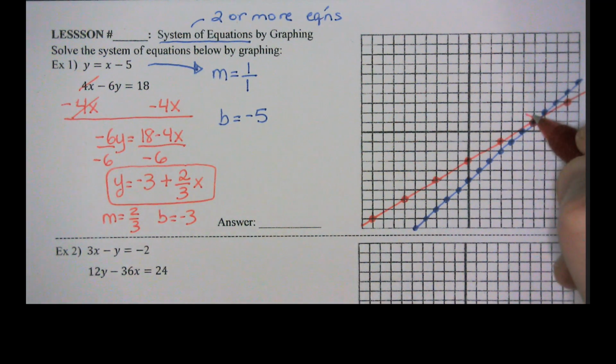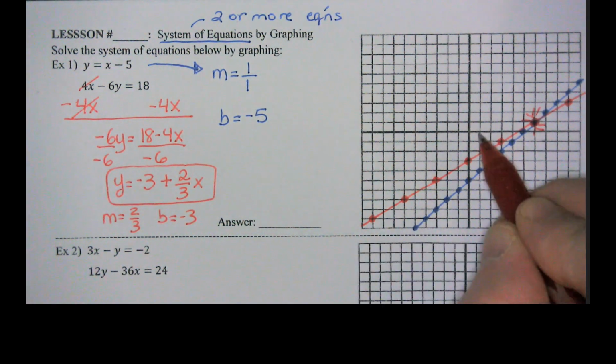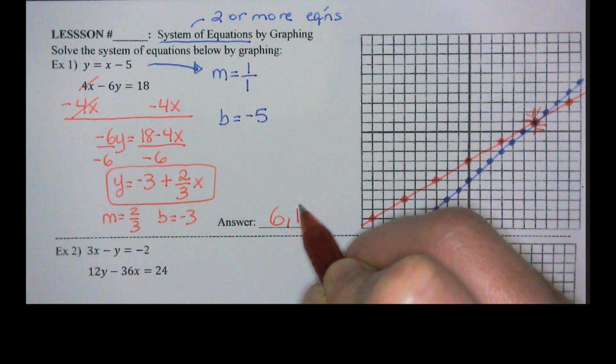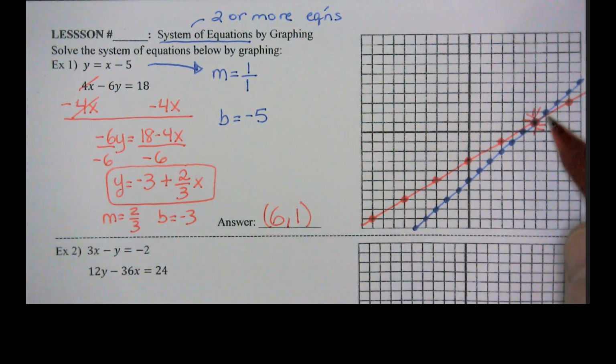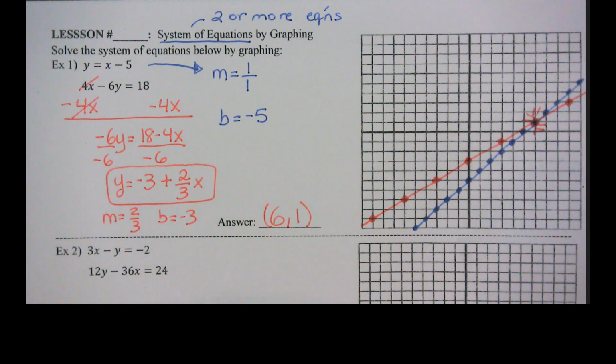I also notice that this line, the red one, crosses the blue one right at this point, and this happens to be our solution for the system of equations, which is, counting 1, 2, 3, 4, 5, 6, and up 1, the point (6, 1). That is the point of intersection. This is the solution of this system of equations, because the solution of a system of equations is where the two lines cross. All right, very well.